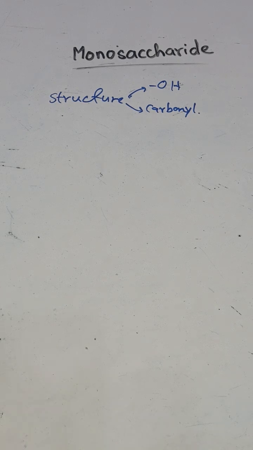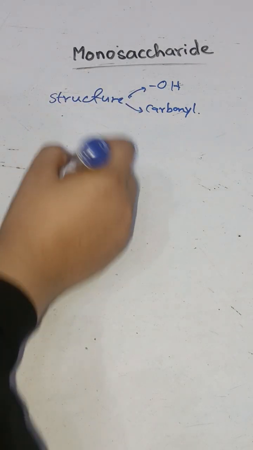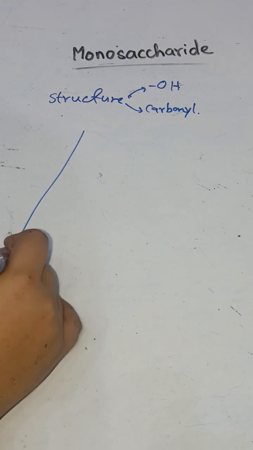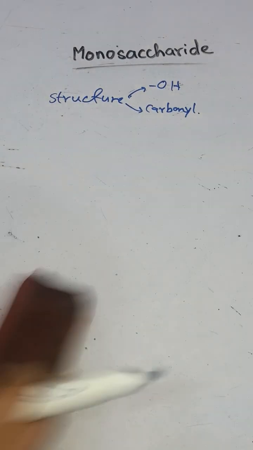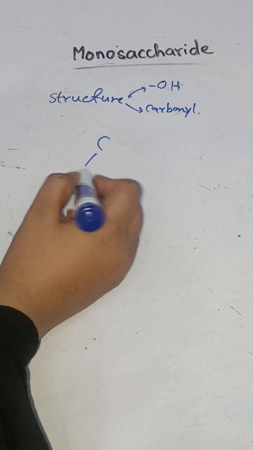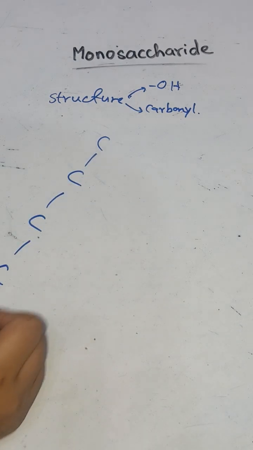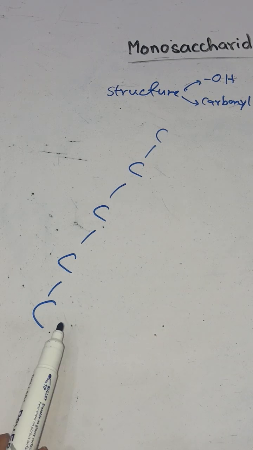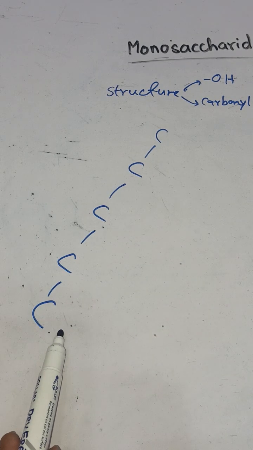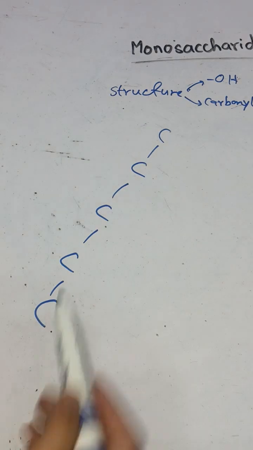And the next thing is that it can be linear or it can be cyclic, meaning the structure could be in the form of a chain or in the form of a ring. We have studied it earlier. It can be in the form of a chain of many carbon atoms. Like I have drawn a chain, this consists of 5 carbon atoms. This is a pentose. In the case of monosaccharide, I can make the cyclic ring of it.